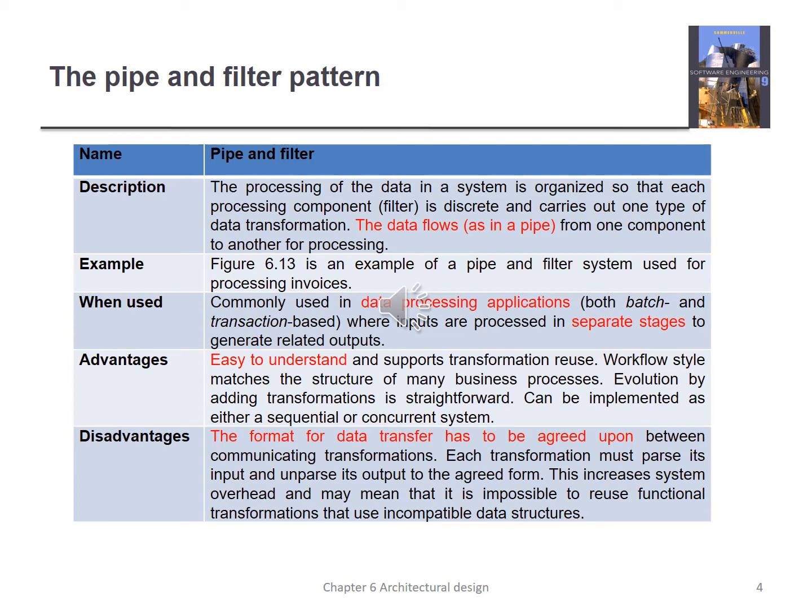Each transformation must parse its input and unparse its output to the agreed form, as we just took earlier. This increases system overhead and may mean that it is impossible to reuse functional transformations that are incompatible with the data structure.